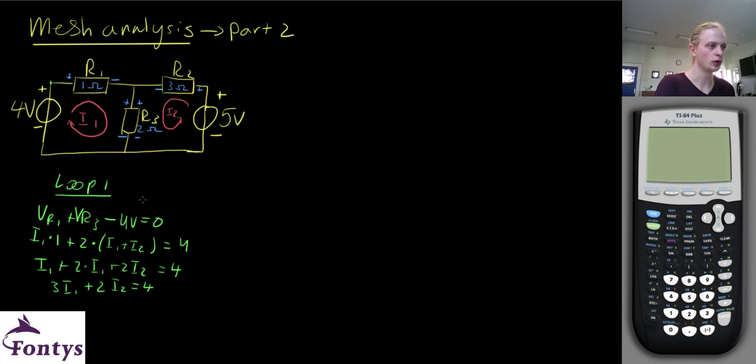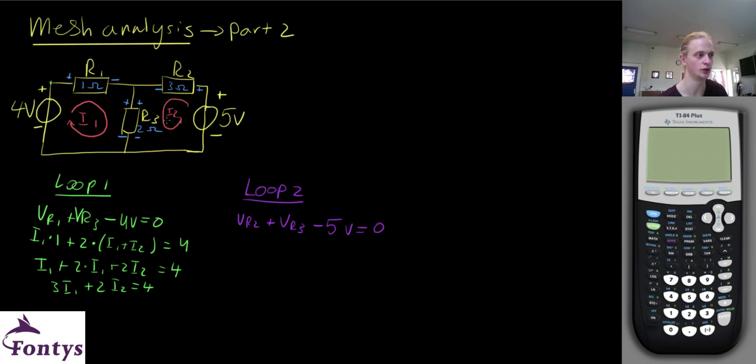And then we're going to look at the second loop, which I'll be doing in purple. So for loop 2, we're going to do basically the same. We're going to apply Kirchhoff's law. So in here you see the voltage over R2 plus the voltage over R3 minus the voltage supply, so minus 5, equals 0.